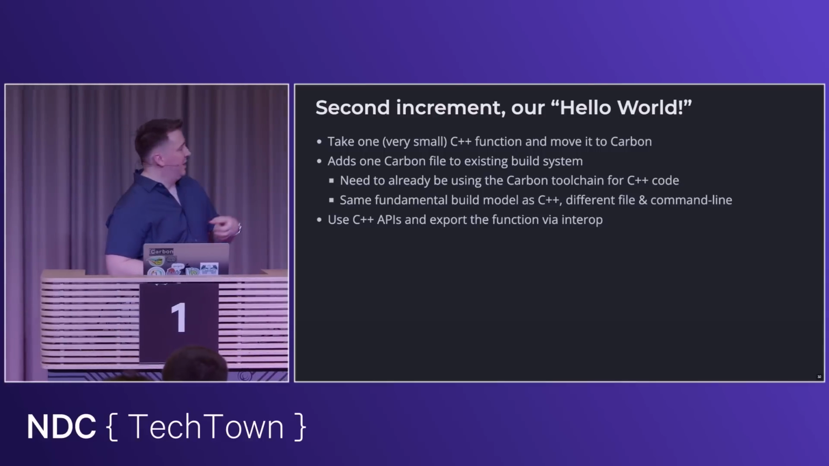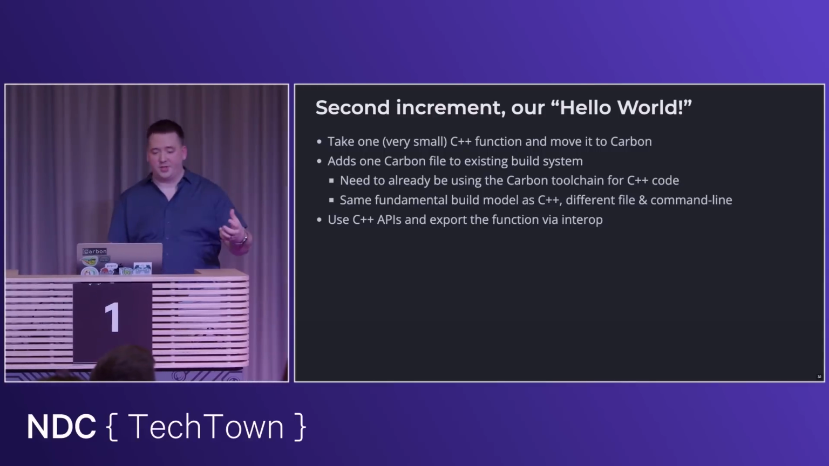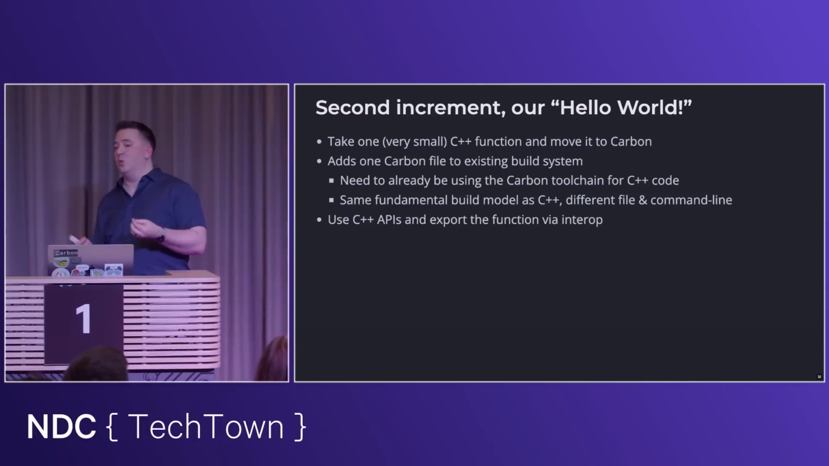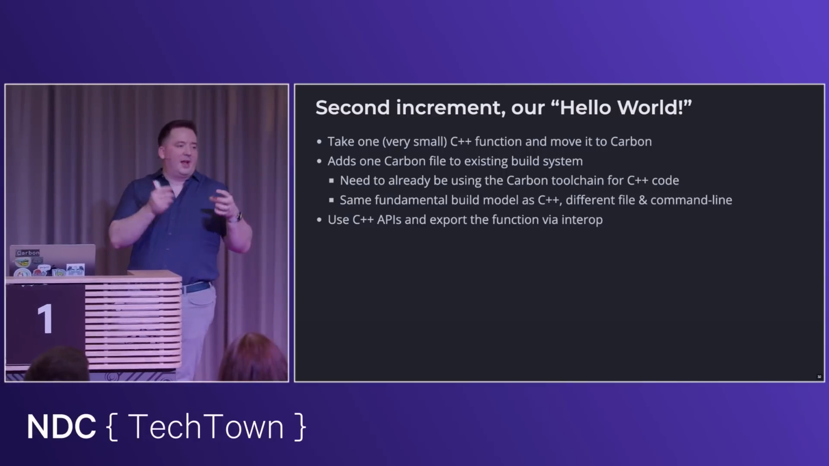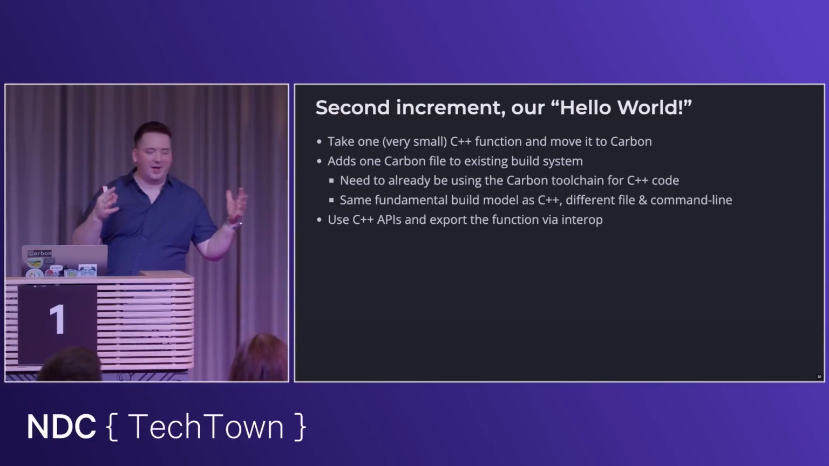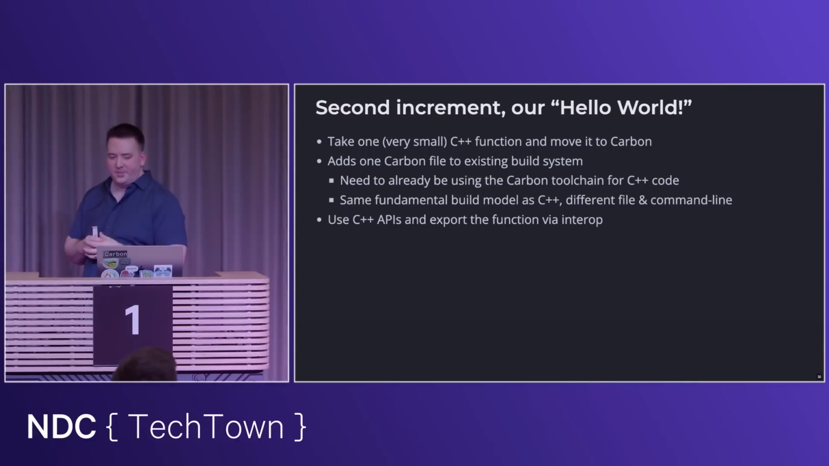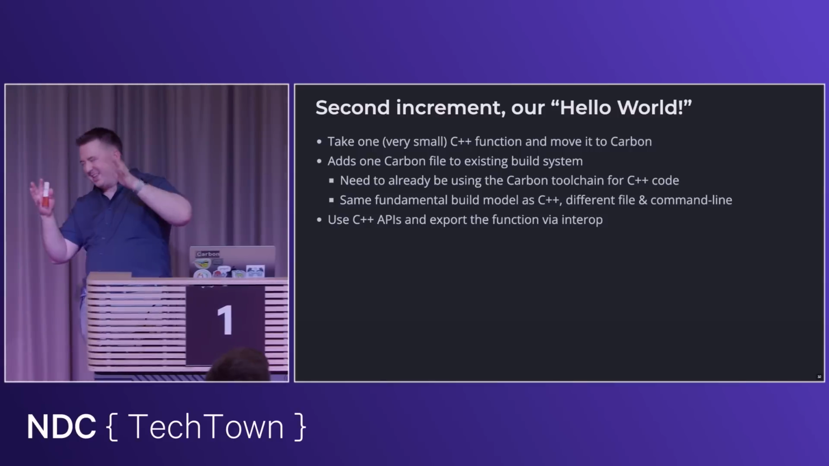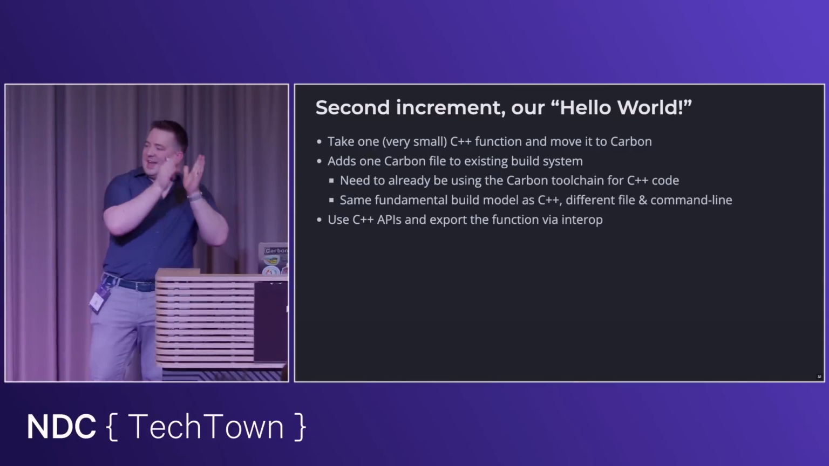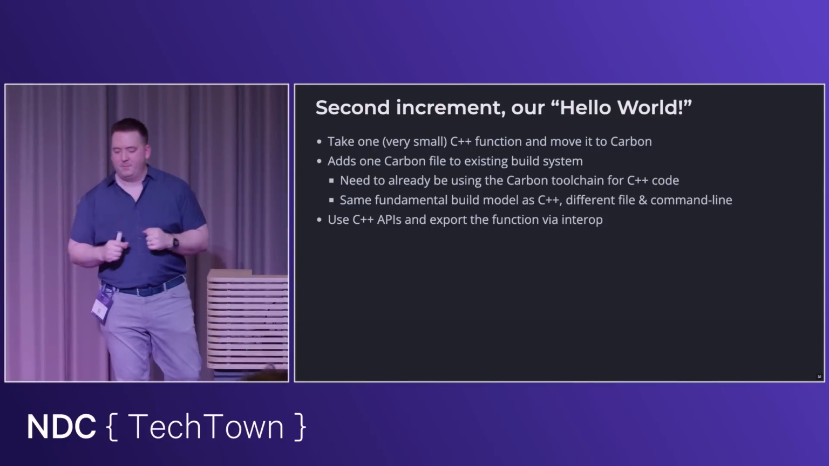Okay, so once we have you using our build system, our toolchain, we can take the second increment. And the second increment is basically our hello world. This for me is what hello world is for a successor language, as opposed to a language that stands in isolation. You want to take one typically very small C++ function in your code base and move just that one function over to Carbon, right?